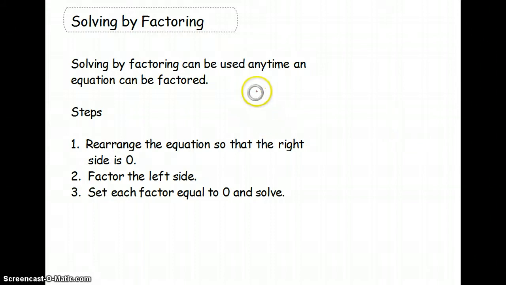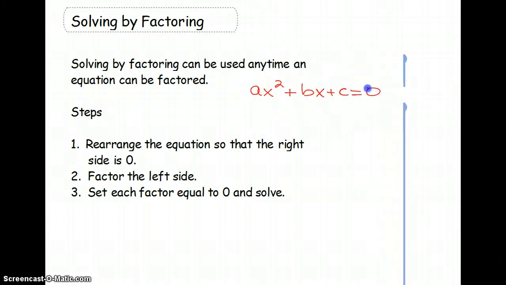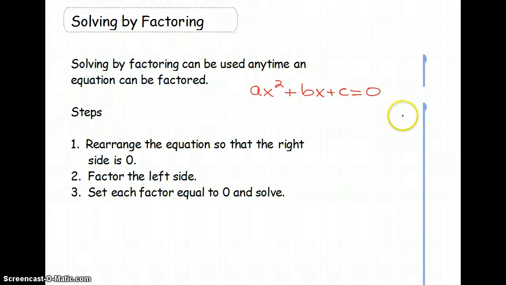Most of the time we're going to factor quadratics, which are going to be written in this form: ax squared plus bx plus c. And the problem is, if I'm trying to solve that and I try to get the x by itself, is it possible for me to get the x by itself? Not without doing something else, which is why we're going to use factoring. So write down the steps.